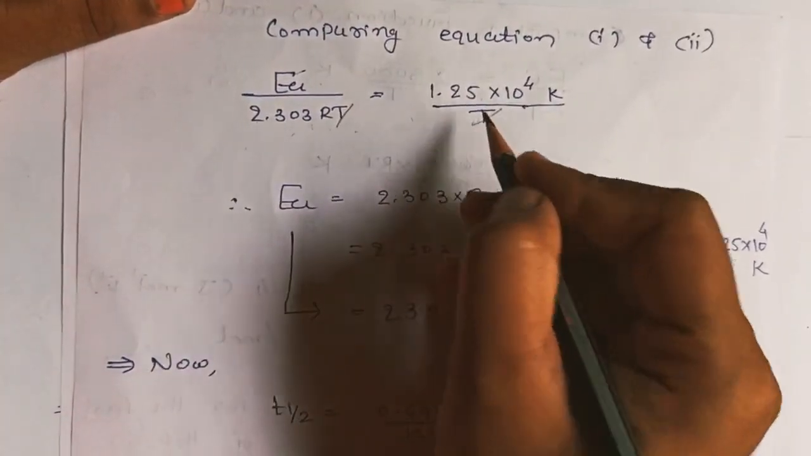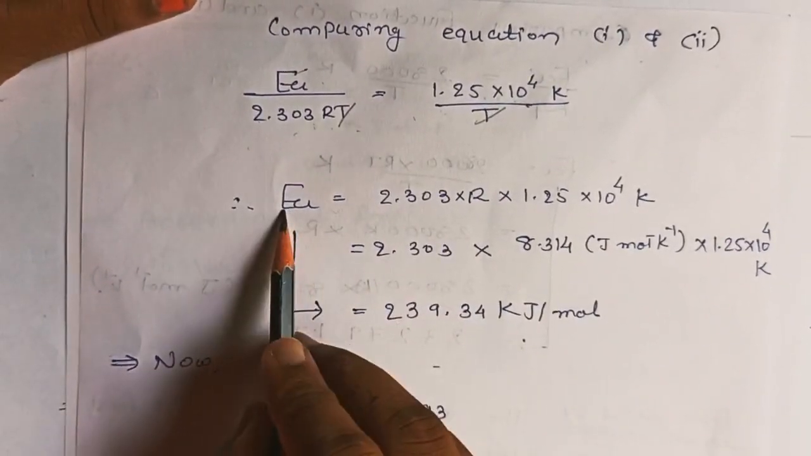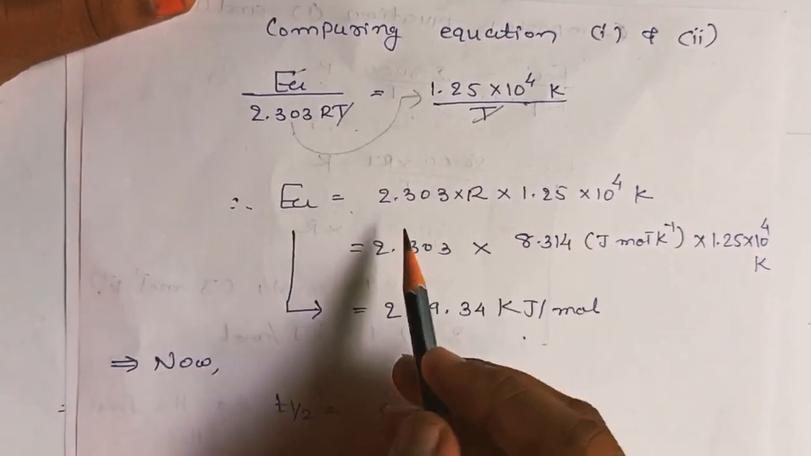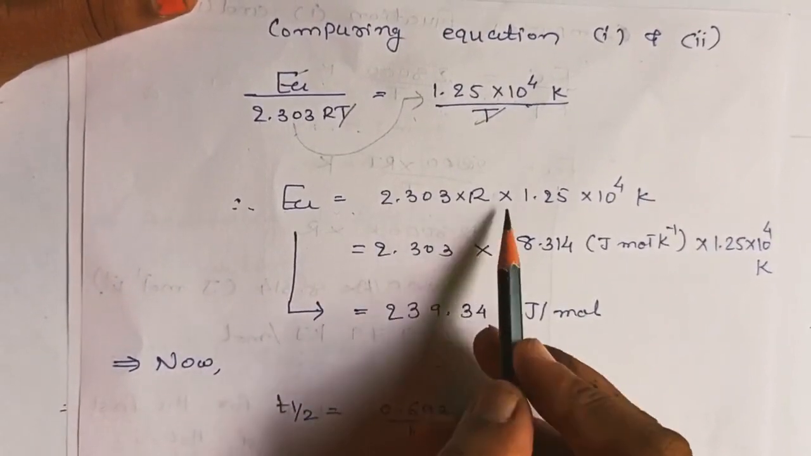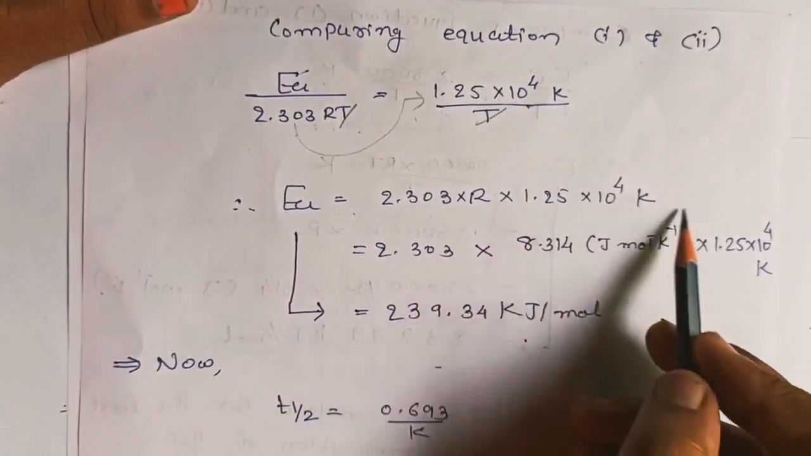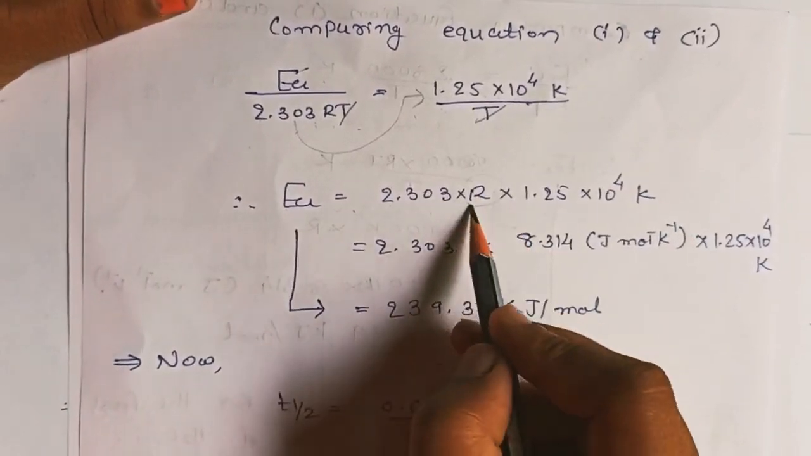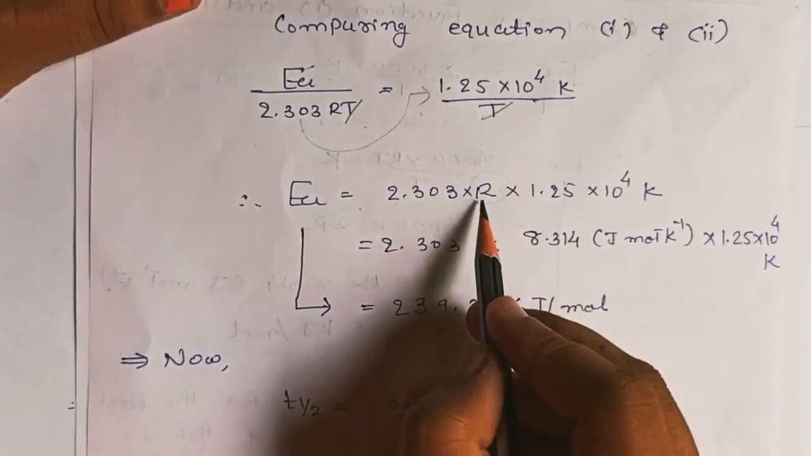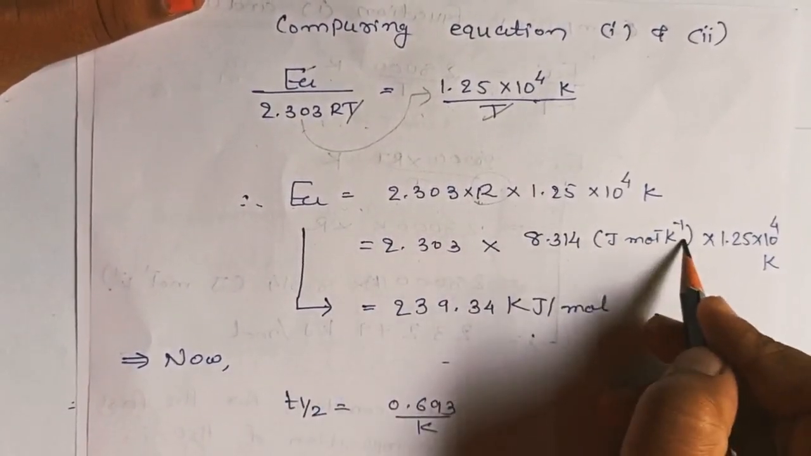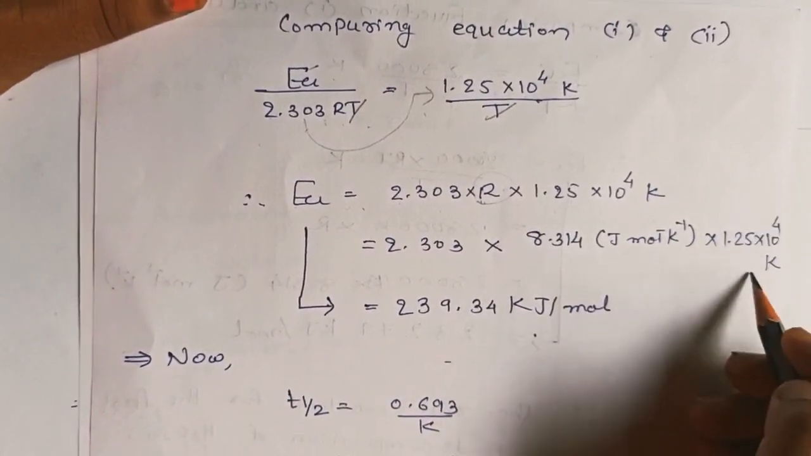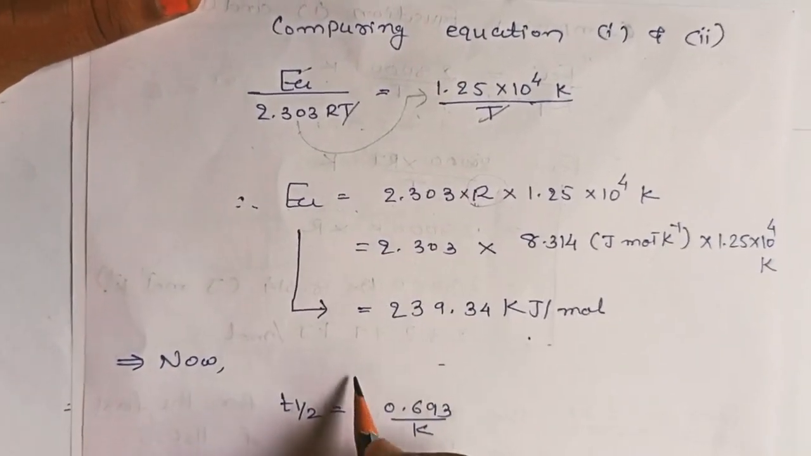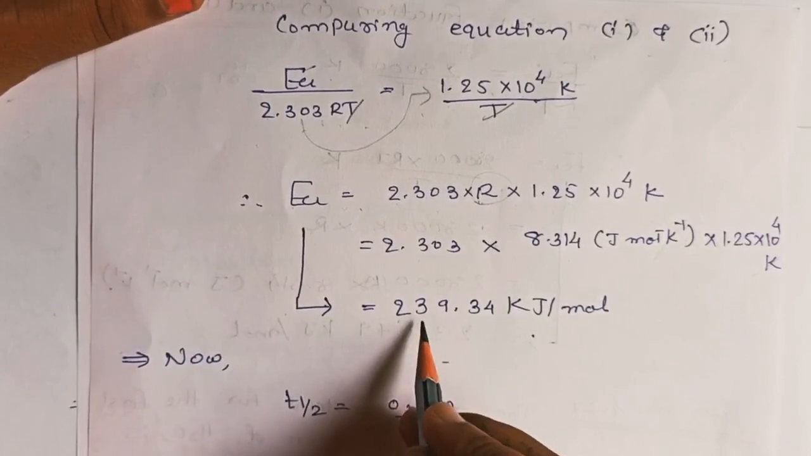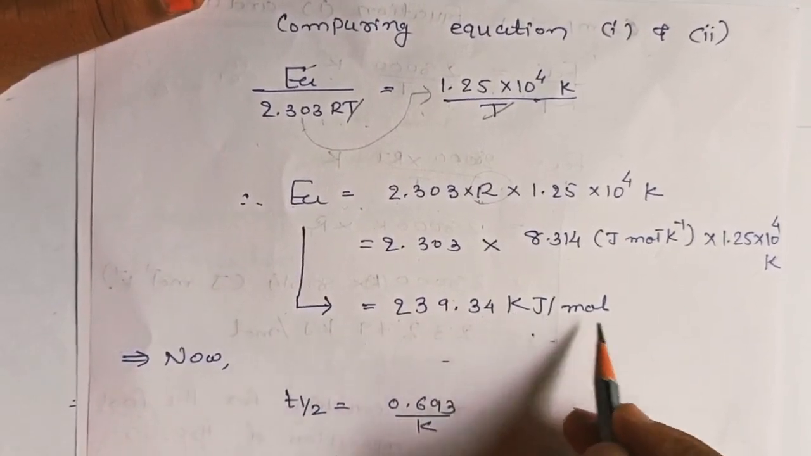The temperature and temperature will be cancelled out, so we will get activation energy equal to 2.303 into R into 1.25 into 10 to the power 4 Kelvin. Replace the value of R, so we will get 2.303 into 8.314, where the unit for R is joule per mole per Kelvin, into 1.25 into 10 to the power 4 Kelvin. Kelvin and Kelvin will be cancelled out. So you will get the activation energy as 239.34 kilojoule per mole.